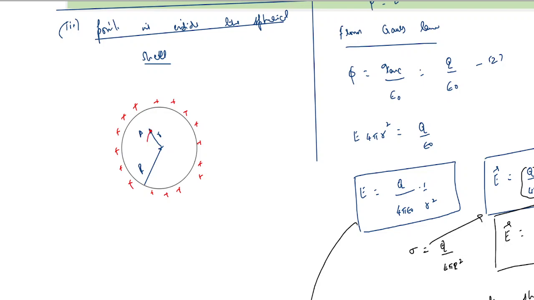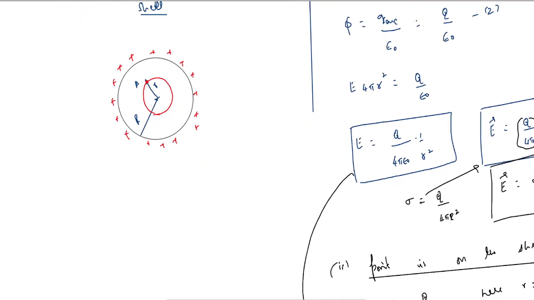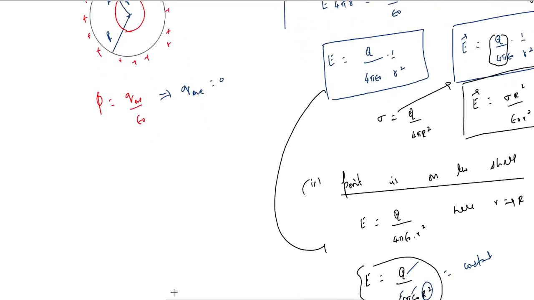So even here we can draw a sphere of radius R. Now here, if you use Gauss law, then the total electric flux is equal to charge enclosed by epsilon naught. But here this shell doesn't enclose any charge because the charge is distributed on the surface. So in this case, Q enclosed is 0. Therefore the flux would be equal to 0.